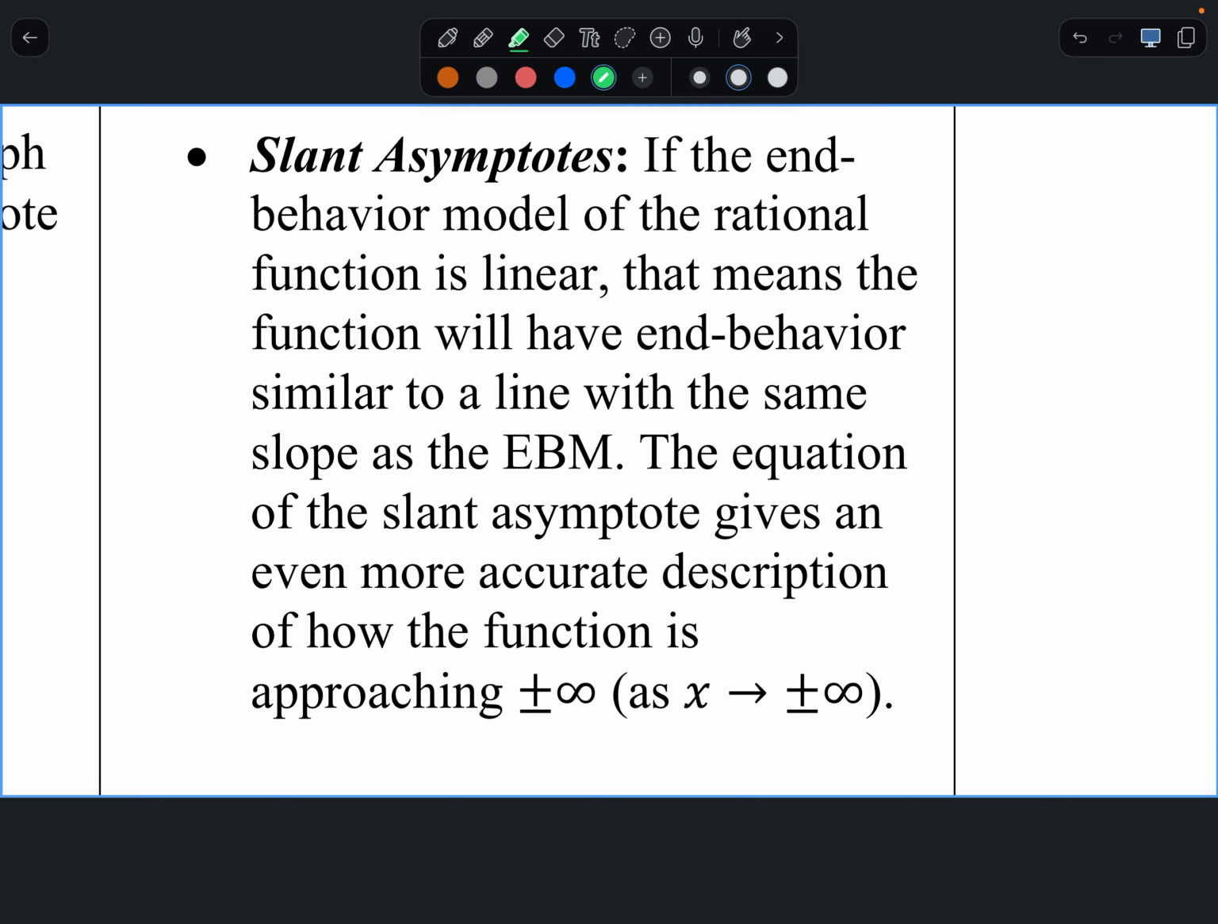If the end behavior model of a rational function is linear, like y equals mx plus b, or y equals mx, that means that the function will have end behavior similar to the line that has the same slope as the end behavior model. We're going to talk about identifying an end behavior model here in a second for a rational function. The equation of the slant asymptote gives an even more accurate description of how the function is approaching positive or negative infinity as x approaches positive or negative infinity.